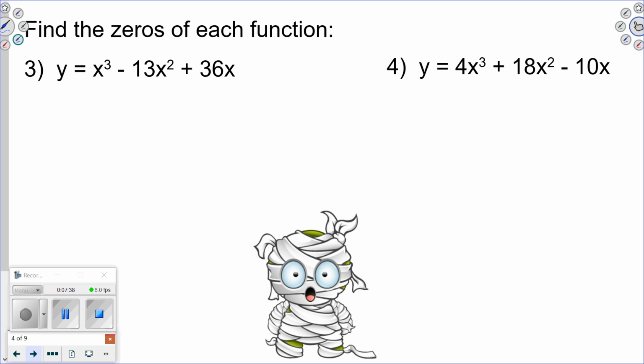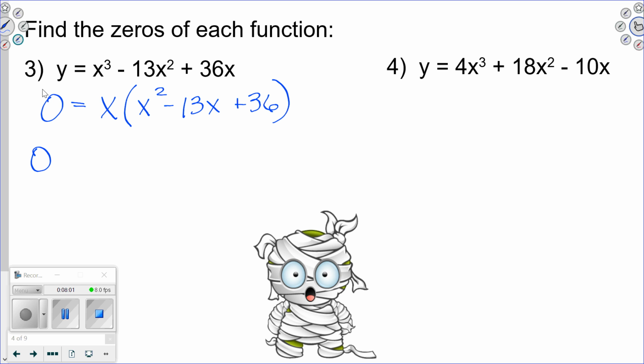All right, so number 3, find the zeros of each function. So again, we're going to set it equal to 0. Is there a GCF on this one? Yeah, I can take out an x again. So then I have x squared minus 13x plus 36. All right, we'll break it down into 2 sets of parentheses. Last one's positive. Both plus or both minus? Both minus. Good. And I know it's x and x.